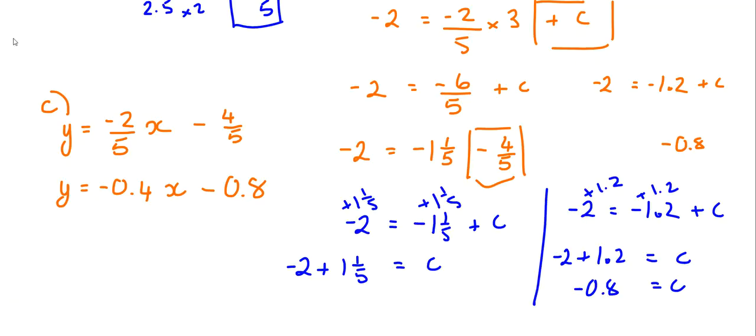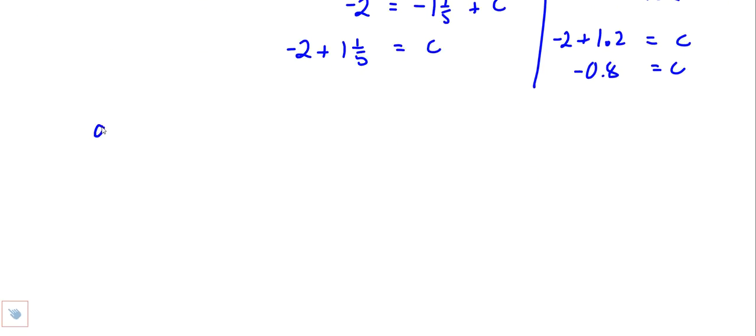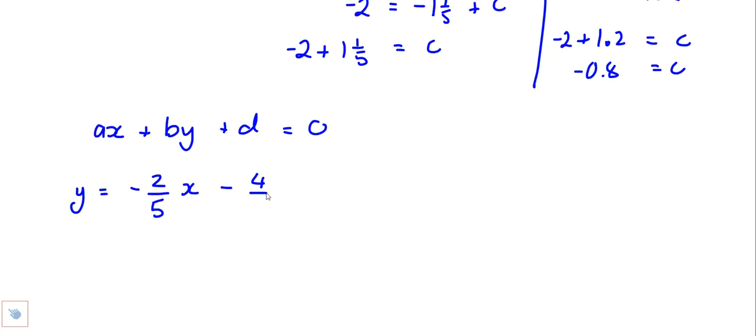Okay, so the final bit then is to write it in the form ax plus by plus d equals 0. Now, for this situation, I've either got y equals minus 2 over 5 x minus 4 over 5, or I've got y equals minus 0.4x minus 0.8. So depending on how you've done it, I'm doing both ways so you can see which one's easier.